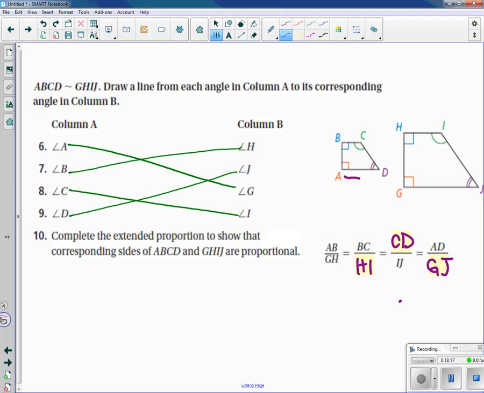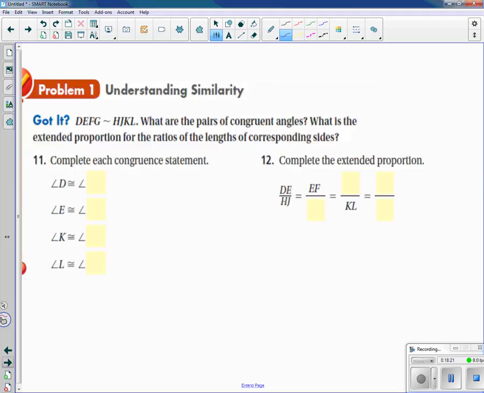Okay? Now, I want you all to set it up. This time I'm not giving you a picture. What do I need to use this time in order to set this problem up? The statement. So go ahead and fill these in according to the statement. D goes with what? H. E goes with J.